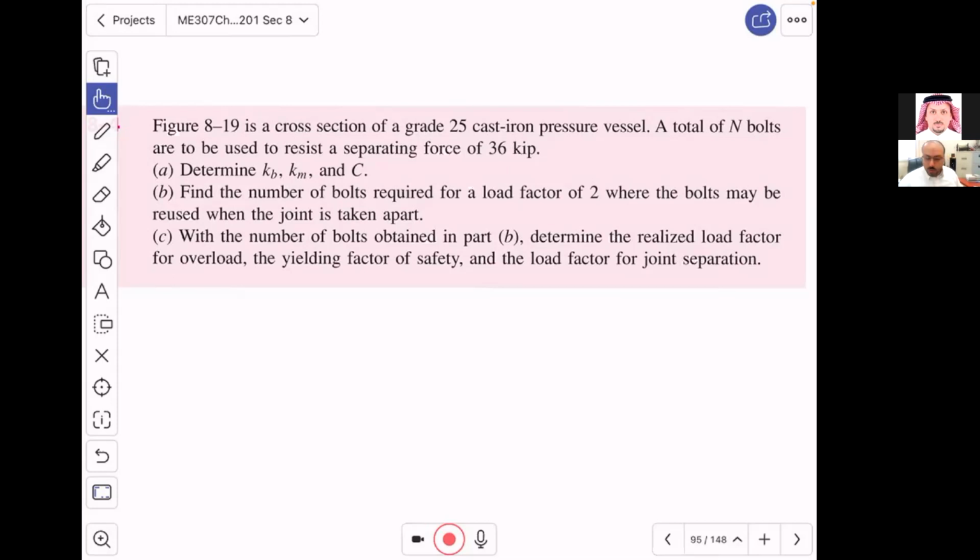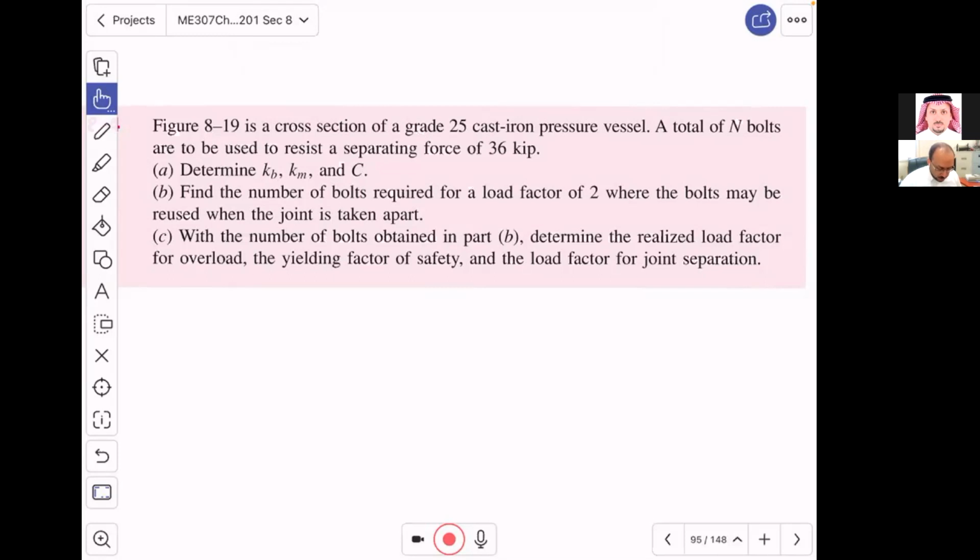After knowing the actual number of bolts, we want to find the actual load factor again, because it is going to be affected by the number of bolts, and then the yielding factor, which is related to proof strength, and the joint separation factor, N0, okay?